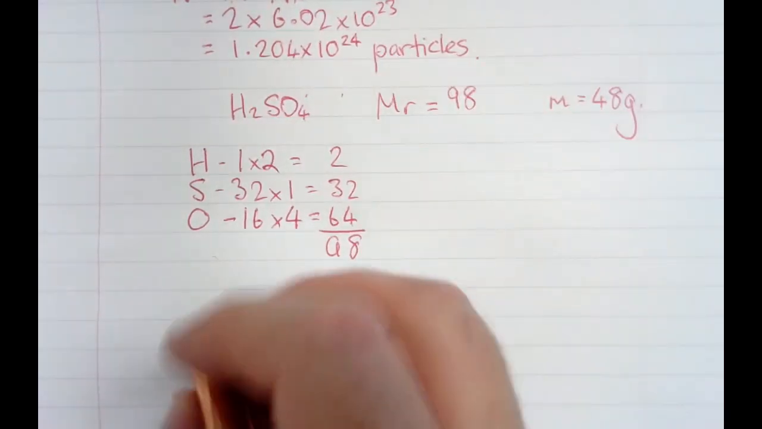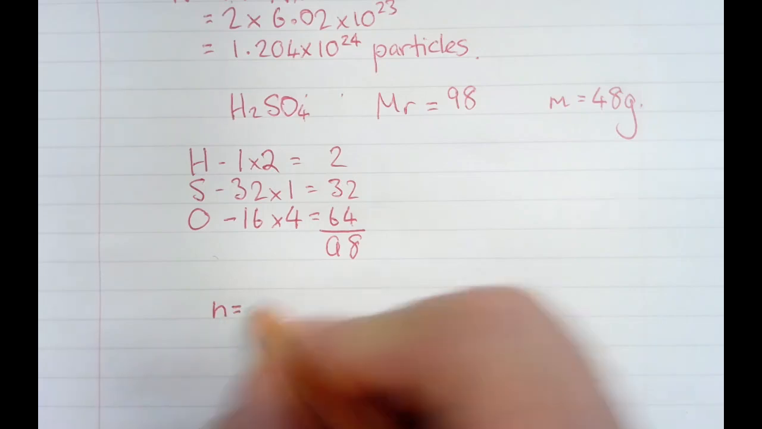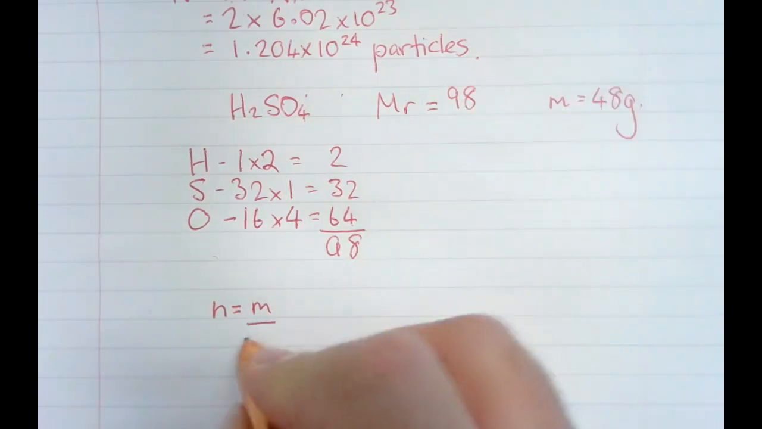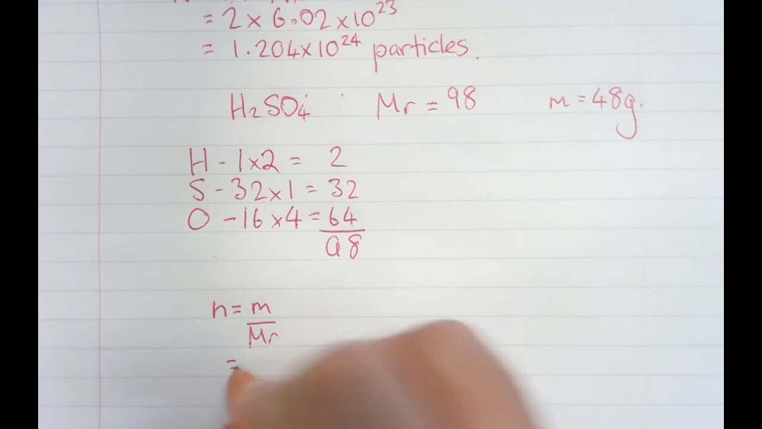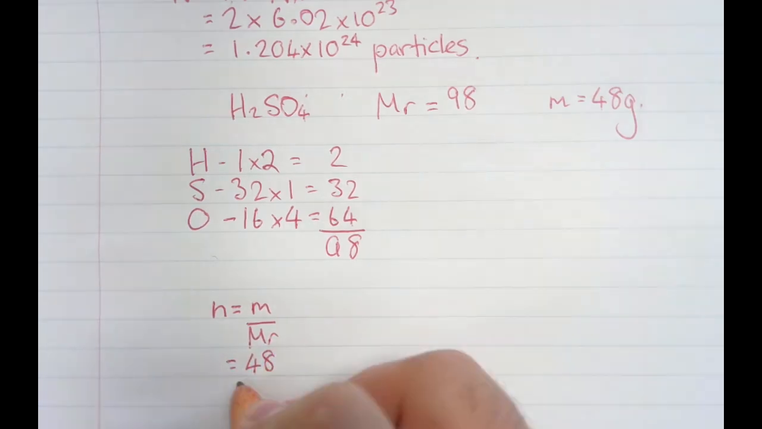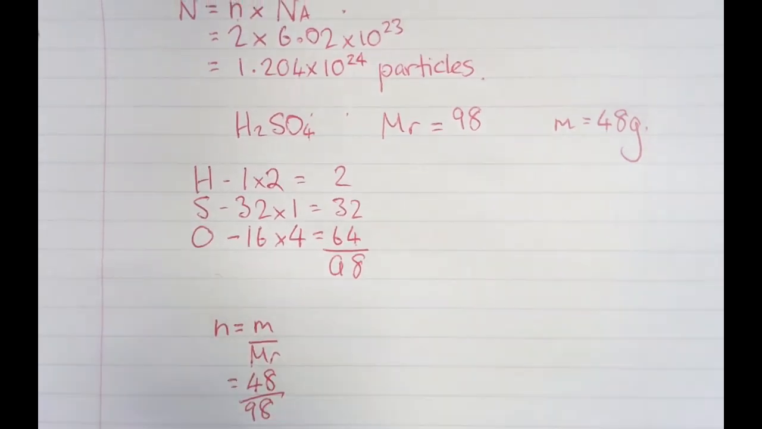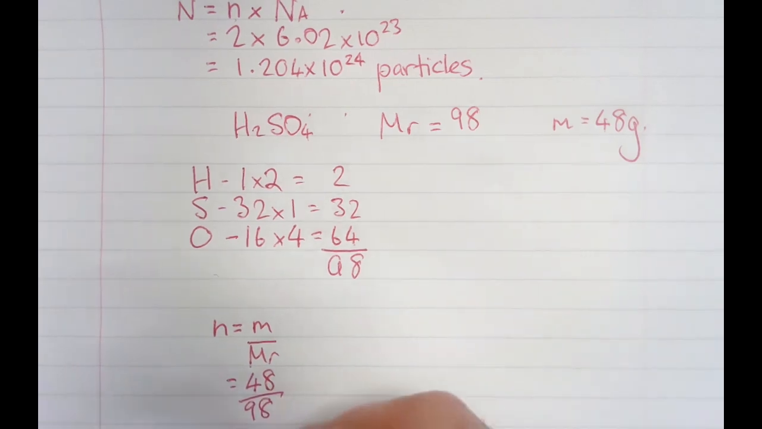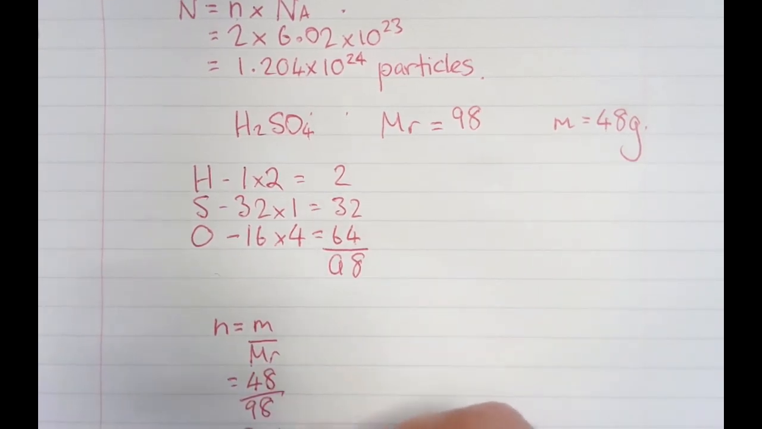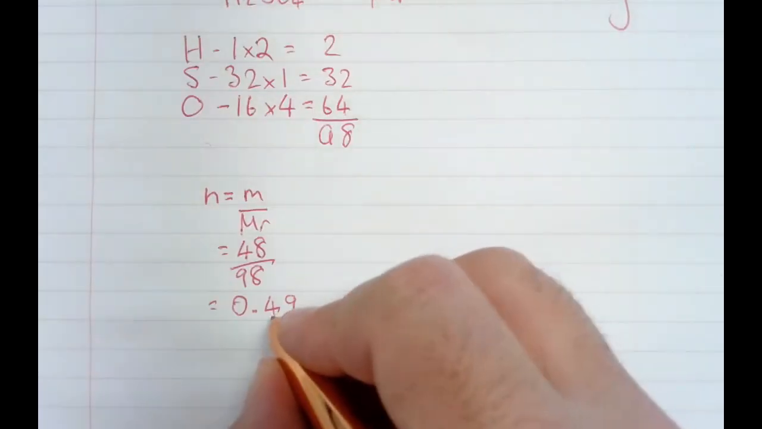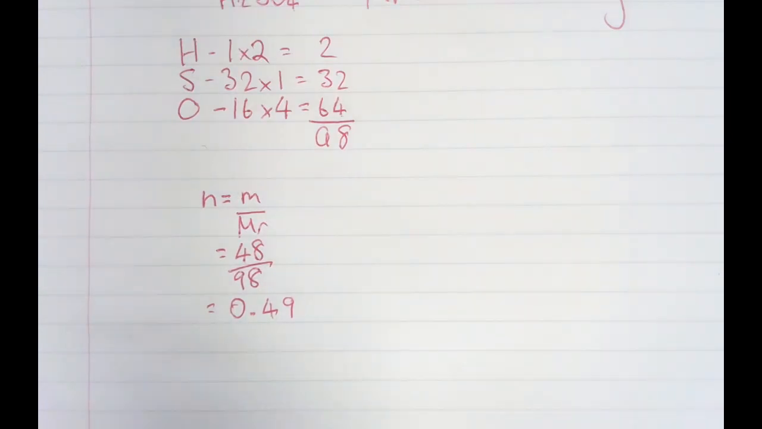We'll first work out the number of moles. So number of moles is the mass in grams over the relative formula mass, which was 48 over 98. I'll use a calculator to be certain here. Gives us 0.49, rounded to 2 decimal places, so 0.49 moles.